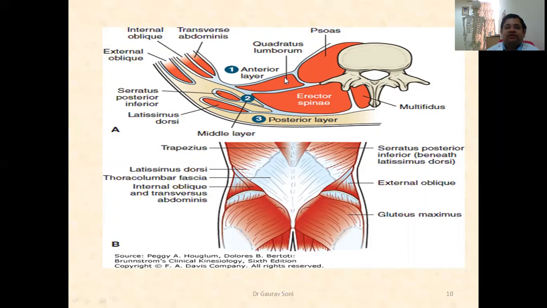You can see quadratus lumborum is here, psoas major is here, then obliques are here, which are the parts of the anterior abdominal wall. Serratus posterior inferior, this is the intermediate layer. Latissimus dorsi, the superficial one. So basically the maximum things covered here are erector spinae, which are totally inside the thoracolumbar fascia. Here in this diagram, part B, you can see this is trapezius, latissimus dorsi is lateral, and this silver colored thing shown here is the thoracolumbar fascia, which is covering many of the muscles below it.